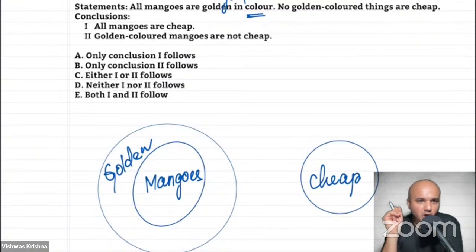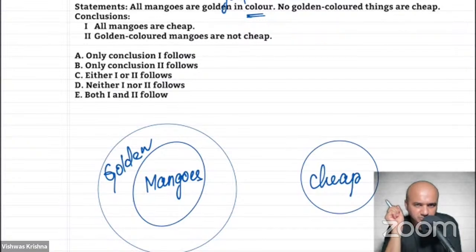First conclusion says all mangoes are cheap. Definitely not, because cheap and mangoes have nothing to do with one another. There is no intersection at all. Golden colored mangoes are not cheap. They say all mangoes are cheap, which is not the case. Golden colored mangoes are not cheap.